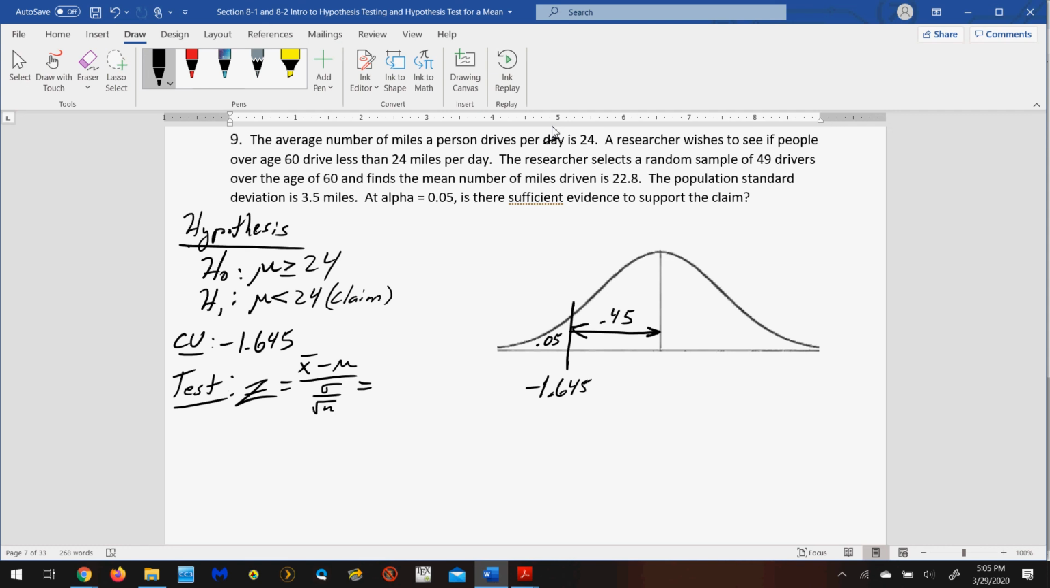So my sample mean was 22.8. My mu, whatever is associated with mu in any way, shape, or form, here it's 24. Population standard deviation, it said, was 3.5, and this ended up looking at 49 people. Punch all of that into a calculator at once, and you end up with negative 2.40. Take this and put it on your picture. Negative 2.40 is to the left of my critical value. It doesn't matter where, just put it somewhere over there.